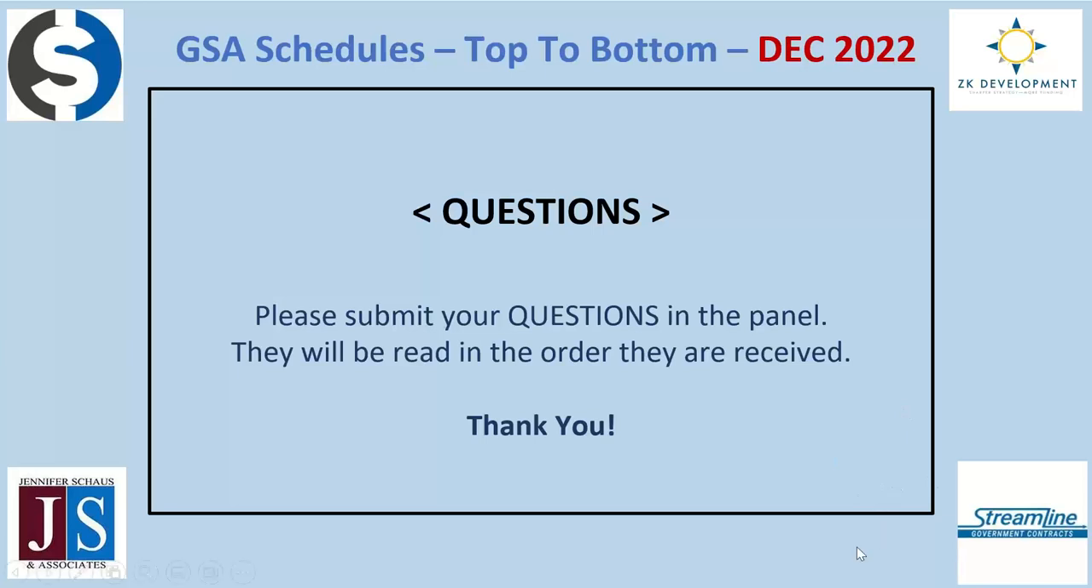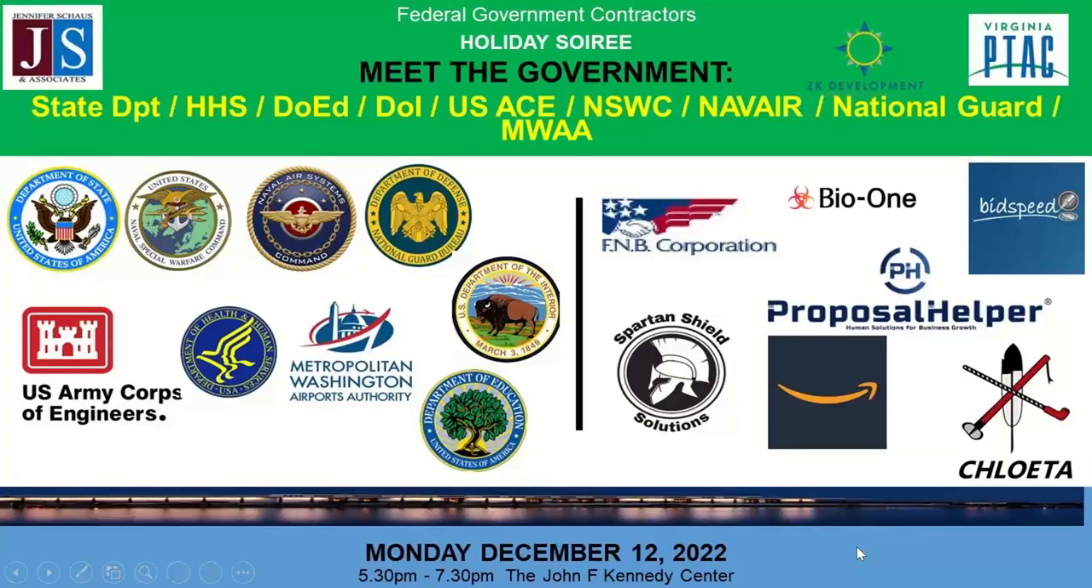Okay, so we're going to move on to our next session. I think we're kind of on time here. Just a reminder that this coming Monday, you can meet with 9 government entities, 8 of which are federal, and the plus one is the Metropolitan Washington Airports Authority.